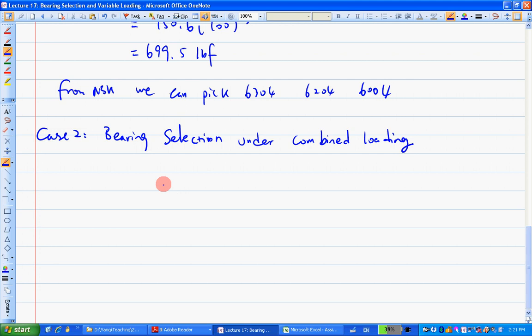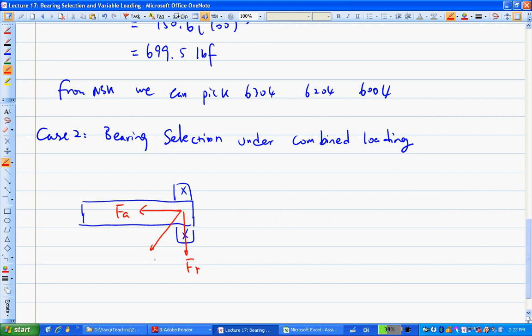First of all, let's look at what we mean by combined loading. If this is the shaft, and you have the bearing on here, the shaft is probably subjected to an axial loading and a radial load. So technically speaking, the combined load is in this direction right here, at a certain angle. However, what we want to do next is derive a model based on this combined loading, and once we derive it, we don't look at the combined loading.